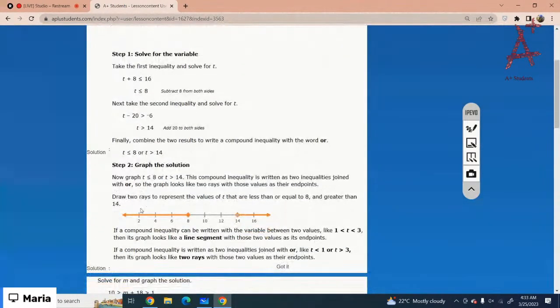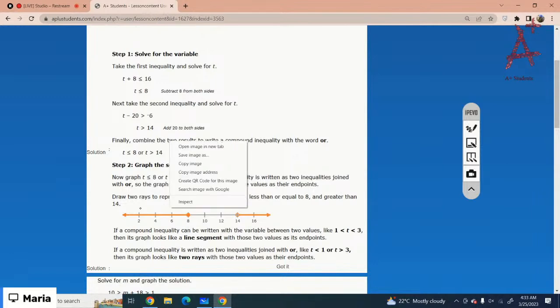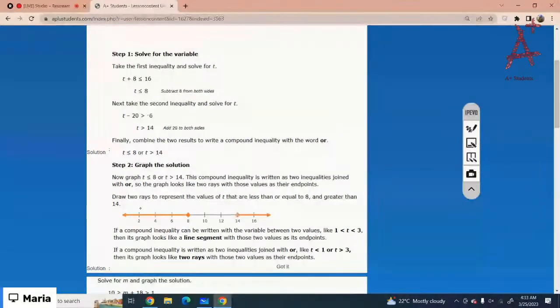Basically we have two solutions of the inequality. T is less than or equal to 8. All the lesser values are on the left hand side of the graph. So here is the solution t is less than or equal to 8: shade to the left of the 8. Then we have t is greater than 14. All the greater values are on the right hand side, so shade to the right of the 14. Got it?